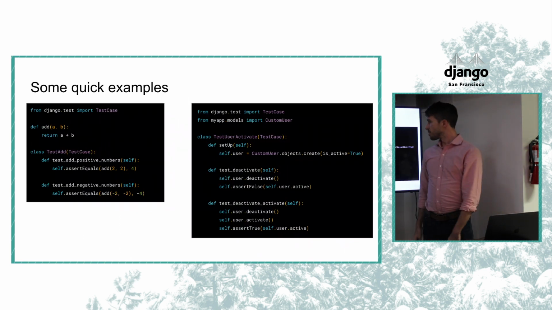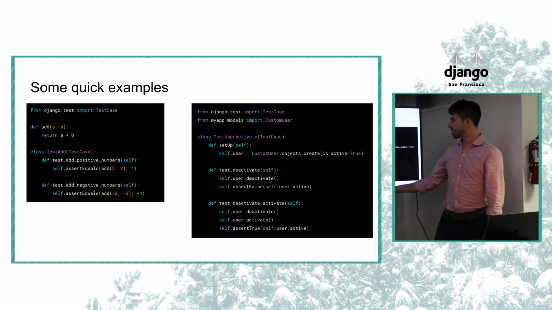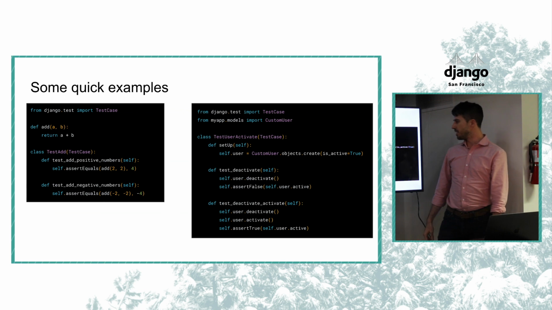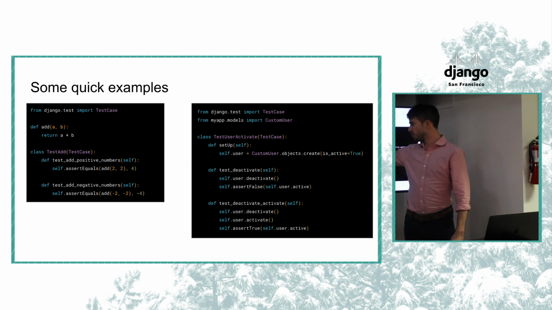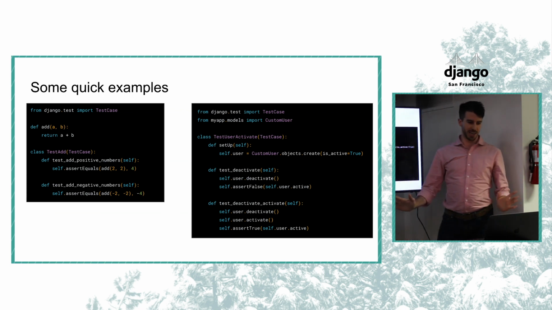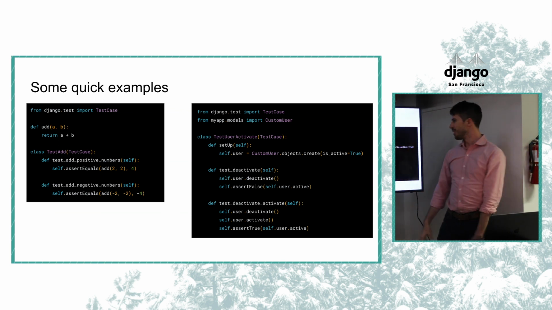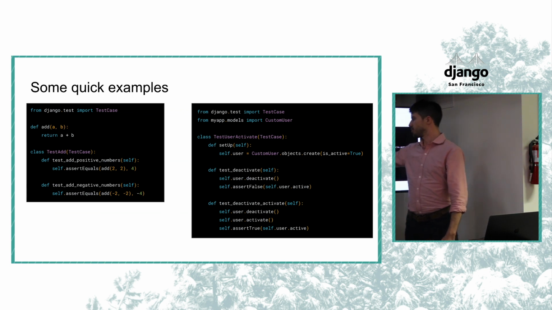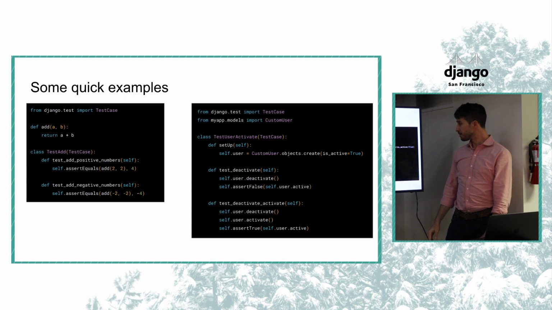These are just some very quick examples of what a test case would look like. Let's say that you're testing your add function here that adds A and B together. You might have one test method that verifies that when you add two positive numbers together it equals another positive number. And just to check the sanity of your add function, you might even throw in a test case to add two negative numbers together, just to be sure it's behaving as you would expect.